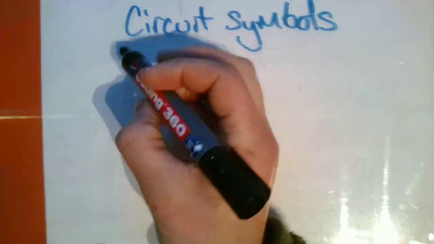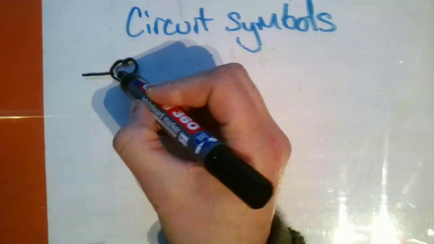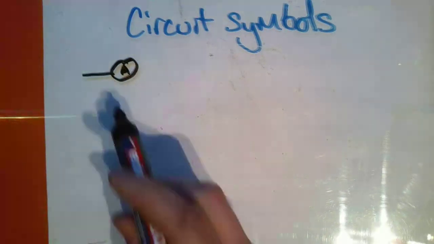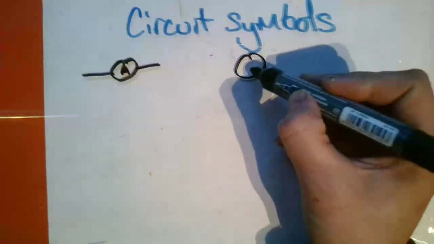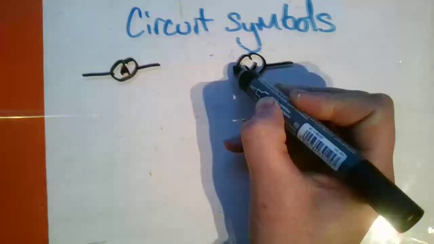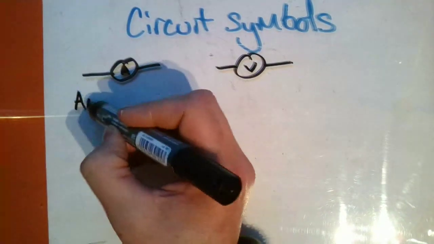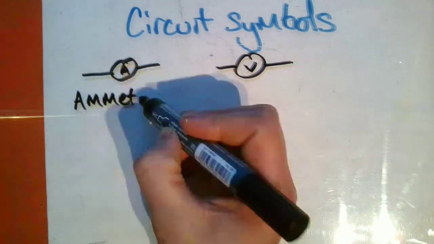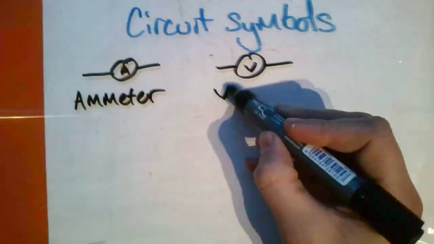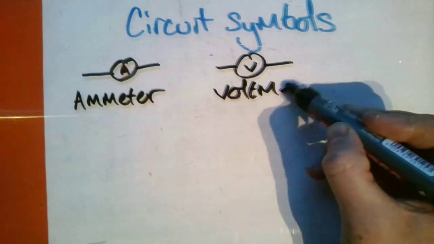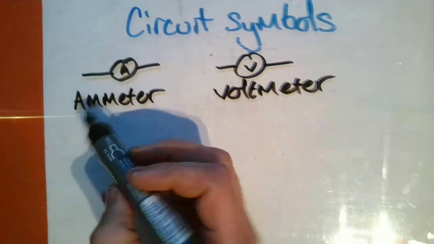So moving on, our final two we're going to look at today are an ammeter and a voltmeter. Now an ammeter looks like that, a capital A in the middle of a circle connected with two wires. And then we've got a voltmeter, that's a V in a circle with two wires connected to it. An ammeter is spelled like this. A voltmeter is spelled like this, volt meter, all one word.